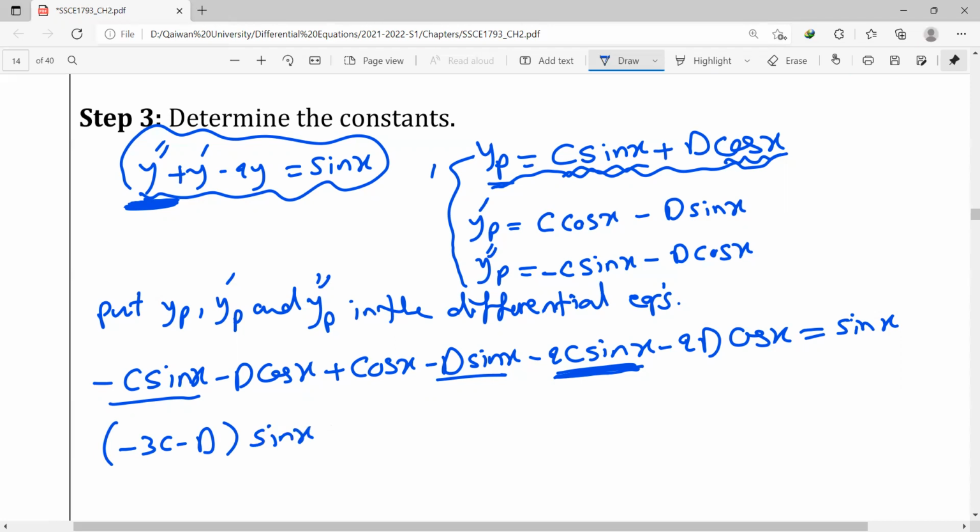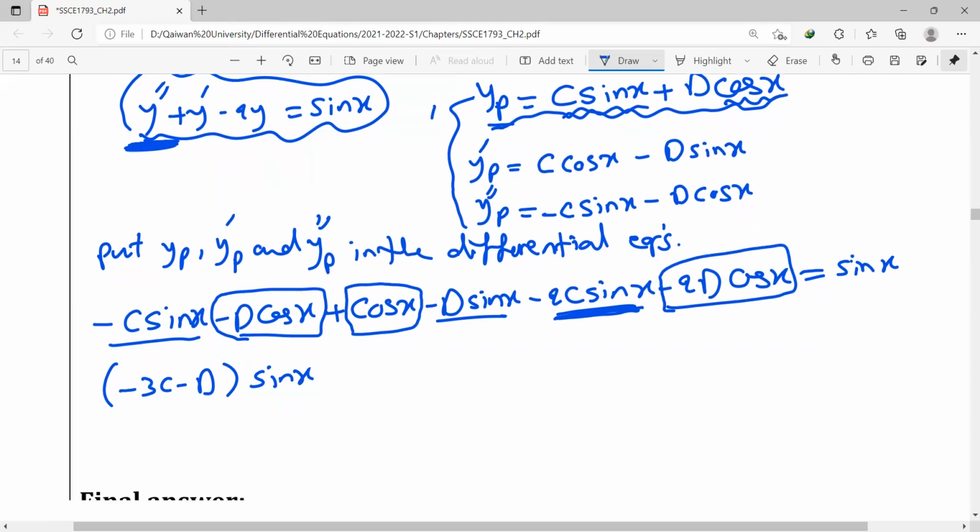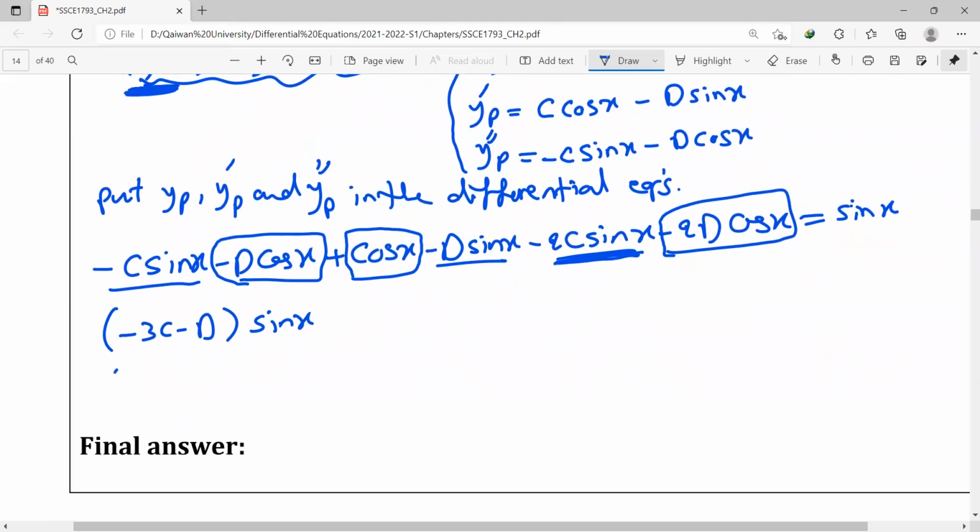This is for the sine terms. And then for cosine terms, we have minus d cosine x, c cosine x, and also minus 2d cosine x. Minus d, minus 2d is minus 3d, minus 3d cosine x.